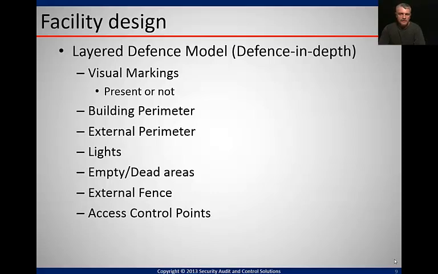Here, well, let's look at visual markings in a building. Is it present or not? Sometimes we don't want visual branding outside of the building because we don't want people to know where a secure facility is located. We can look at a building perimeter, external perimeter, the lights outside. We can look at empty or dead areas where no people should be walking, and there normally is intrusion detection in those areas. We look at an external fence, and then also access control points through each layer of the defense.